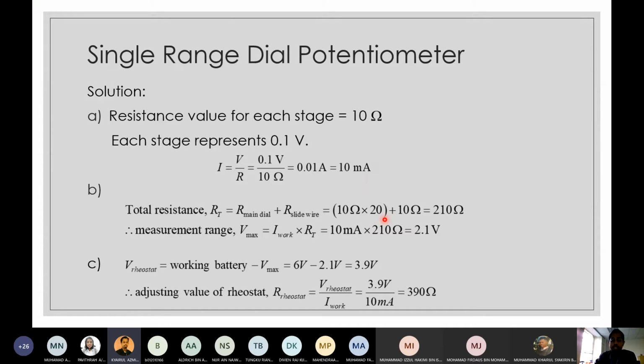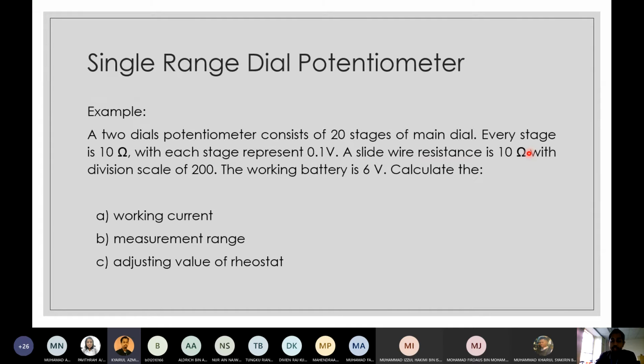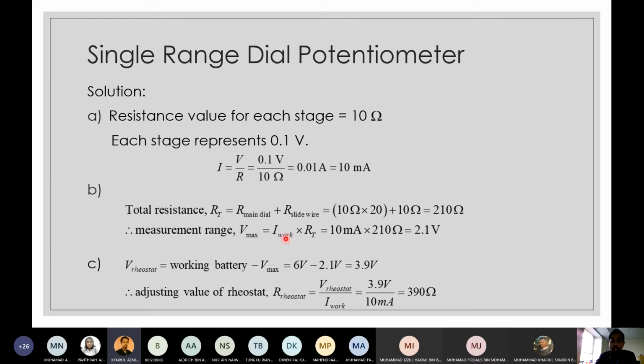Then for the slide wire, it is given as 10 ohms and the division scale is 200. But even though the division scale is 200, the total resistance is 10 ohms. So 10 ohms multiplied by 20 stages gives 200 ohms, plus 10 ohms from the slide wire, so we get a total resistance of 210 ohms. For the measurement range, we multiply the current of 10 milliamps with the total resistance, and we get the voltage as 2.1 volts.